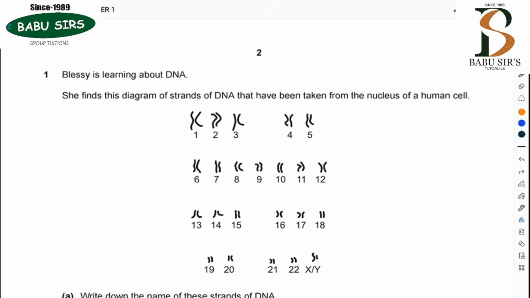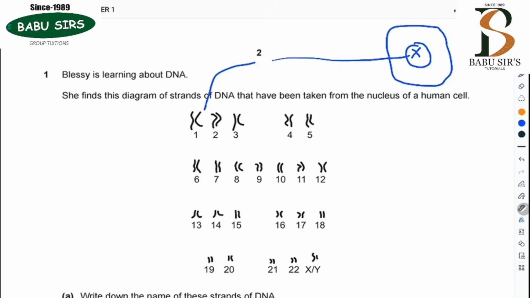Question number 1. Blessy is learning about DNA. She finds this diagram of strands of DNA that have been taken from the nucleus of a human cell. Now, as you know, this is a human cell. In the center, there is a nucleus. In the nucleus, there are genetic materials, that is the chromosomes. Now, some of the genetic materials are drawn here, and these are called strands of DNA.